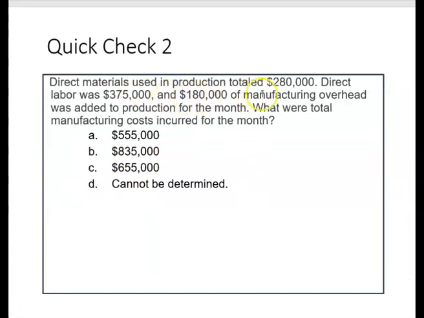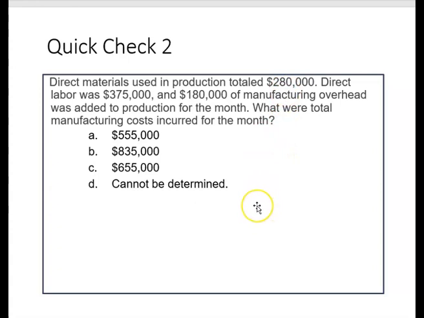Direct materials used in production was 280. Direct labor was 375, and 180 of manufacturing overhead was added to production for the month. What were the total manufacturing costs incurred? We know that manufacturing costs incurred are direct materials, direct labor, and factory overhead. So we just need to add those 3 items together.